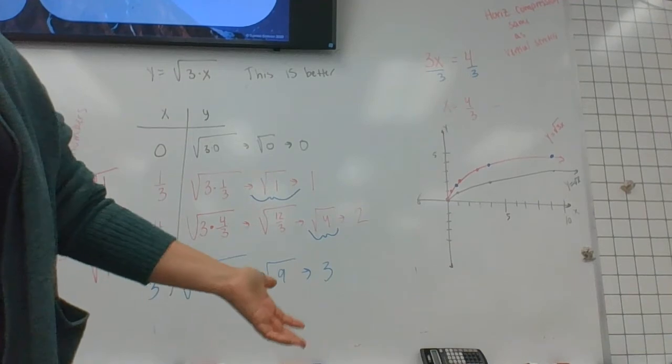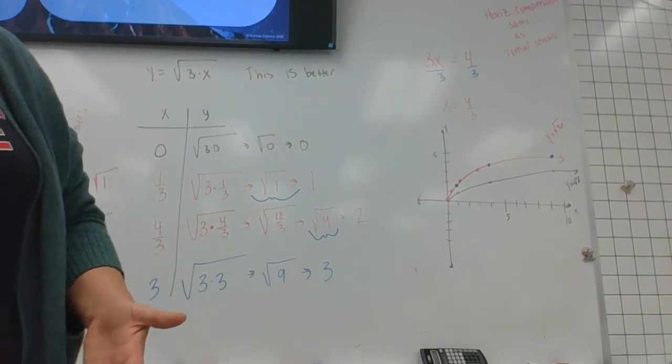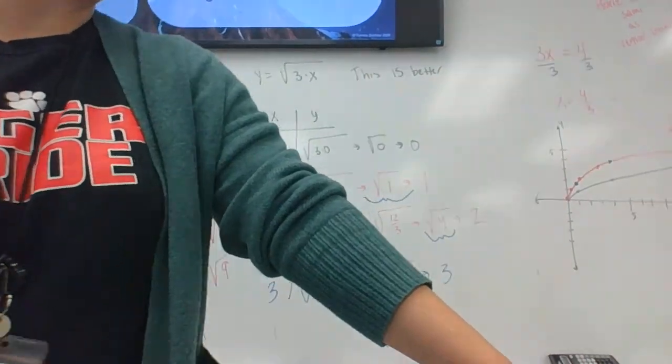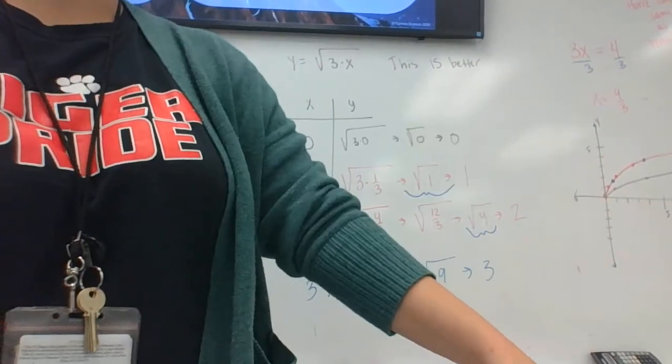Or the graph of y equals the square root of x is vertically stretched by a factor of 3, and that's a 3 in the front. Or horizontally compressed by a factor of 3, and that's a 3 inside.